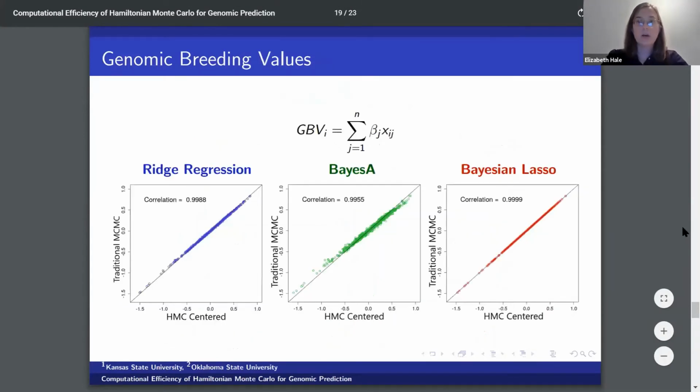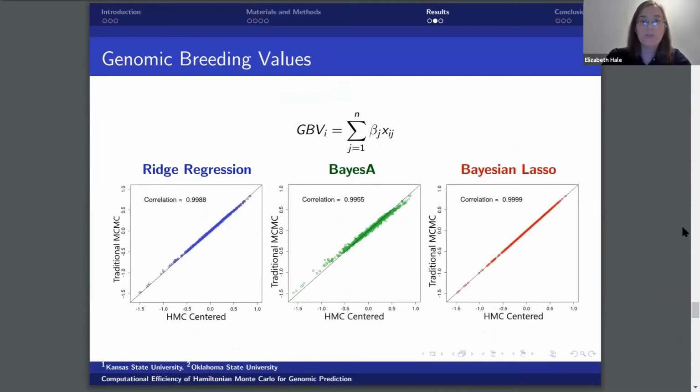We can also measure how closely they agreed on our marker effects by looking at the genomic breeding values, which is what we're going to use to be able to rank the genetic merit of our organisms. And in this instance, we are plotting traditional MCMC along our y-axis and the centered HMC along our x-axis. And since our data points are aligned along the y=x axis, we see then that the 2 algorithms did agree in their estimations.